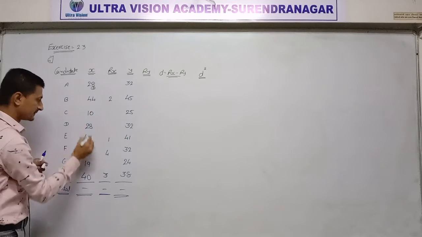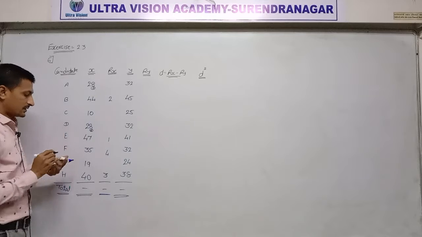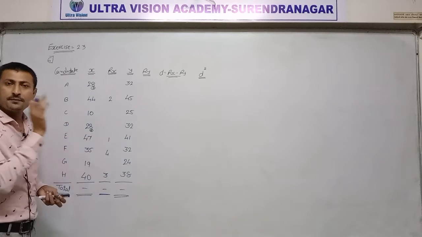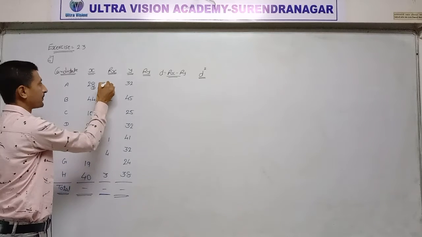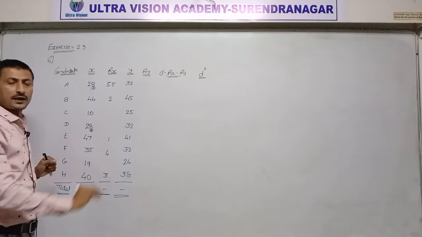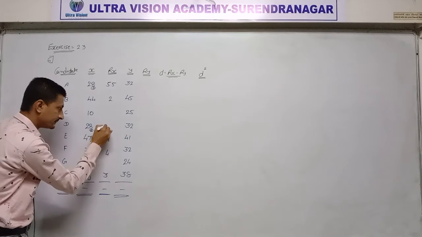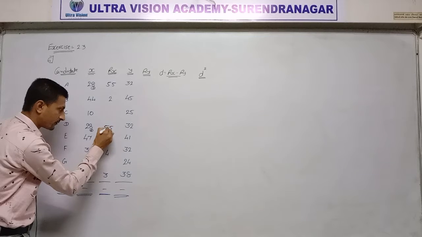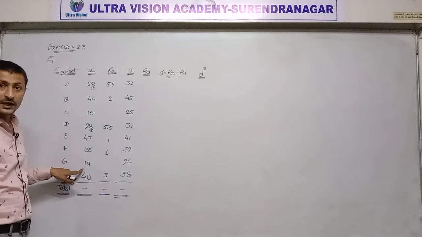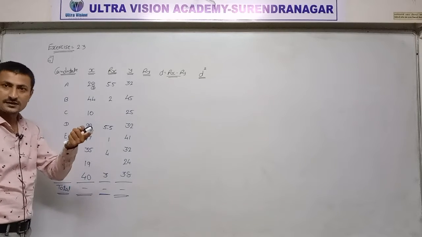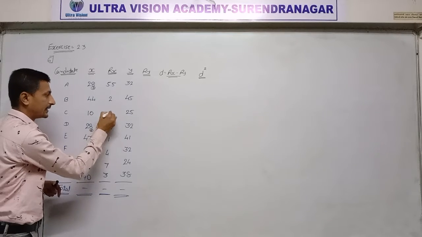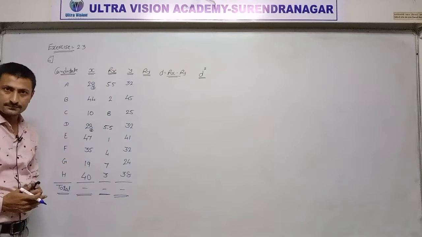So find the average: 5 plus 6 divided by 2, 11 by 2, is 5.5. So both places with value 28 get the rank 5.5. Next 19, continuing, gets 7, and next in succeeding order, 10, gets 8. Clear? That is the rank of X.